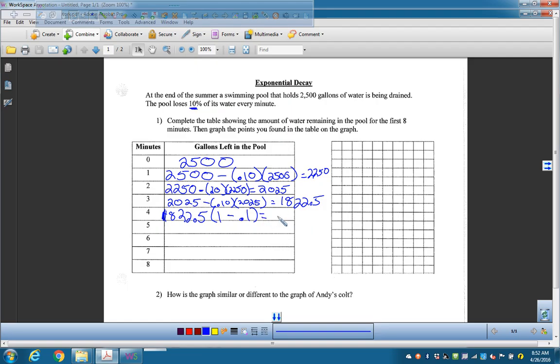So this comes out to be, does anyone have a calculator that could do that for me really quick? 1,822 times 0.9, it doesn't have to be exact. David, what did you get? 1,640.25, okay? And I'm going to times that by 0.9. So what's that next number, David? That's 1,476.